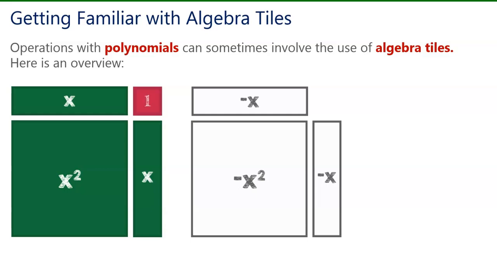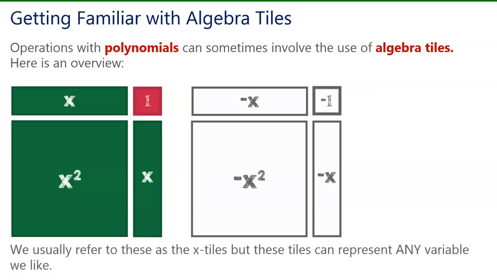The red square is positive 1. The white square is negative 1. We usually refer to these as the x tiles, but these tiles can represent any variable we like.